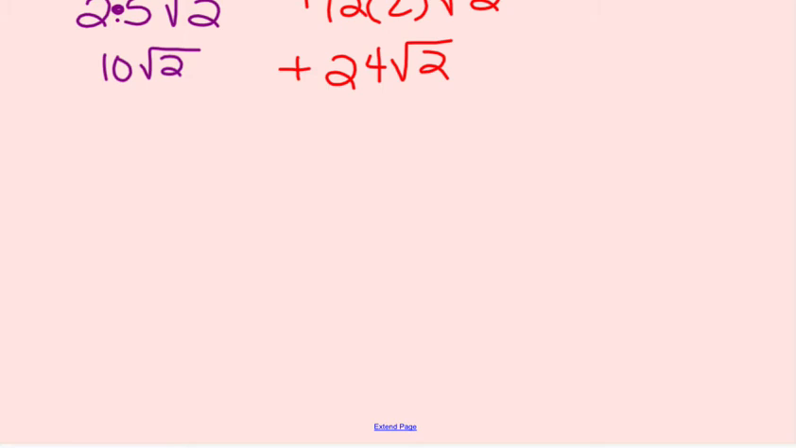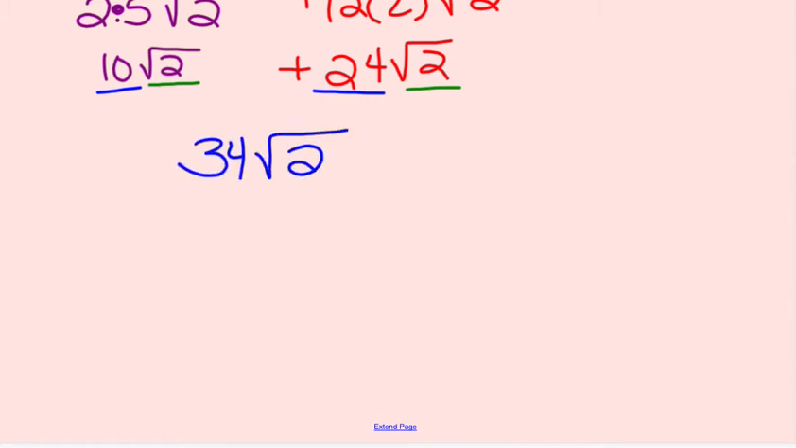Now let's see if we have like radicals. We do. We have the square root of 2 plus the square root of 2. So you add their coefficients. 10 plus 24 is 34. And then the square root of 2 comes along for the ride.